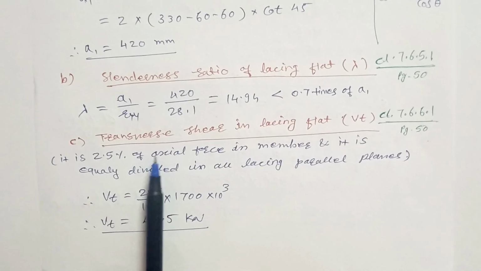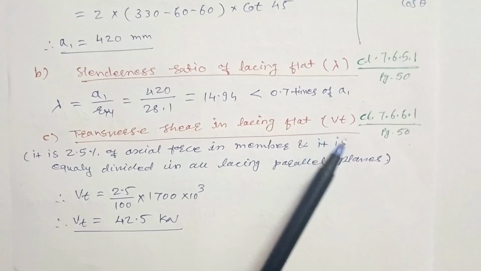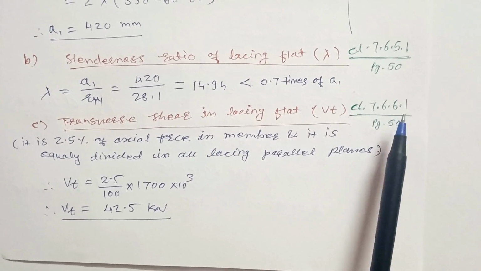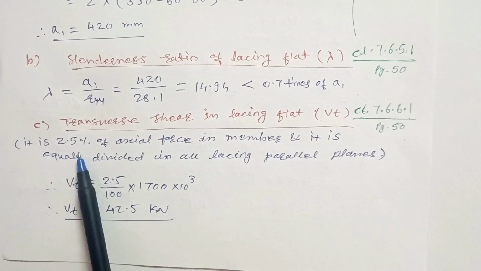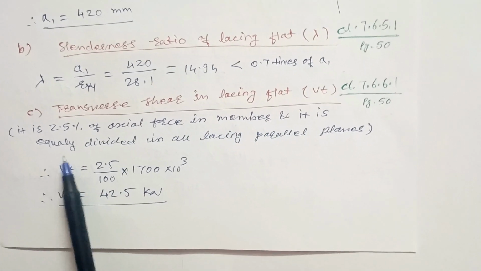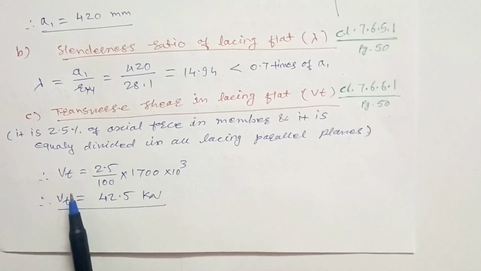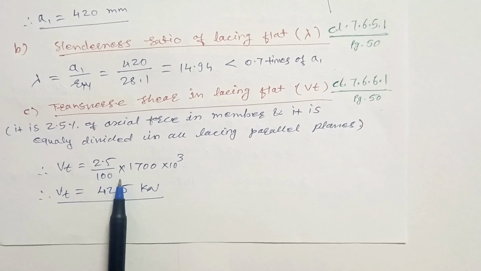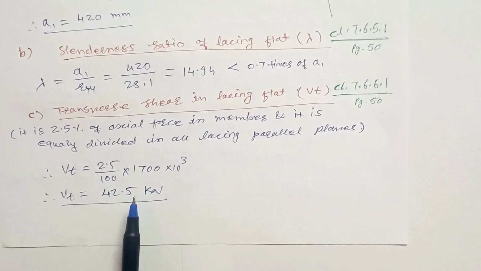In the next step, we have to calculate the transverse shear in lacing flat. It is indicated by Vt. It is given in clause number 7.6.6.1, same page number 50. It is clearly mentioned that 2.5% of the axial force in the member is equally divided among all lacing parallel planes. So the transverse shear is equal to 2.5% of the factored load. It is given as 42.5 kilonewton.